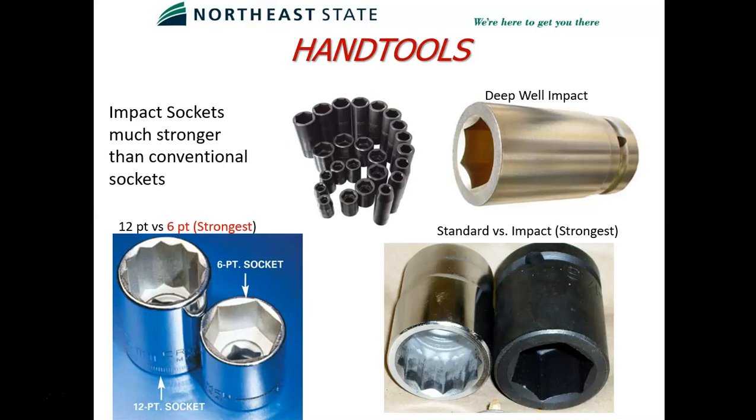So the picture down the bottom left shows you a 6-point socket. And you can see the wall thickness is thicker. You've got more contact surface with your 6-point socket than you do with your 12-point. So it's going to be stronger. If you've got something that's really tight, or if you have impact sockets, they're going to be 6-point. Impact sockets are shown on the right, and those are basically just thicker walled sockets to withstand the force and the abuse of an impact driver.